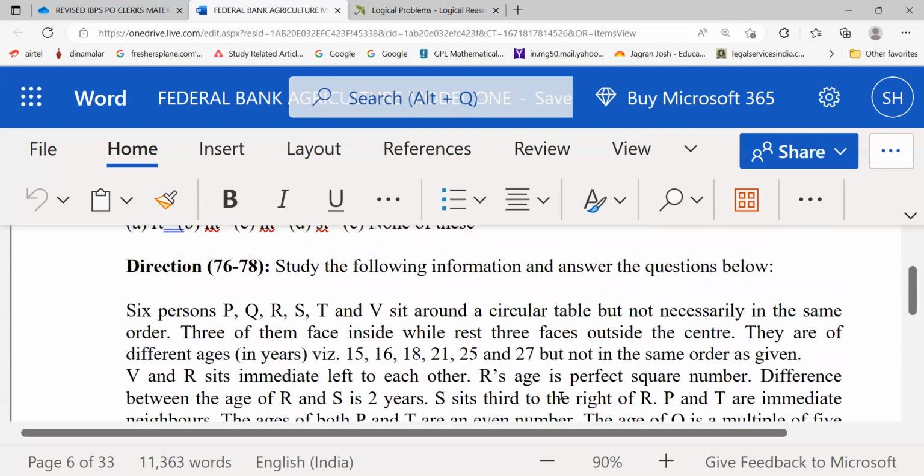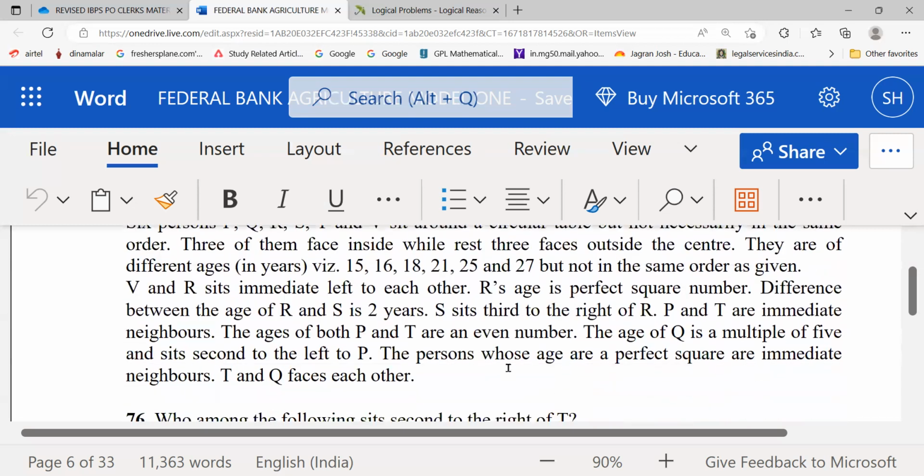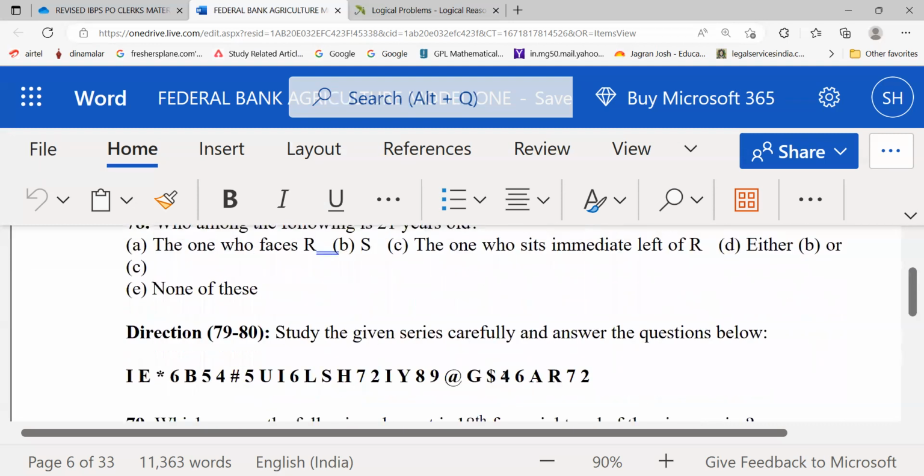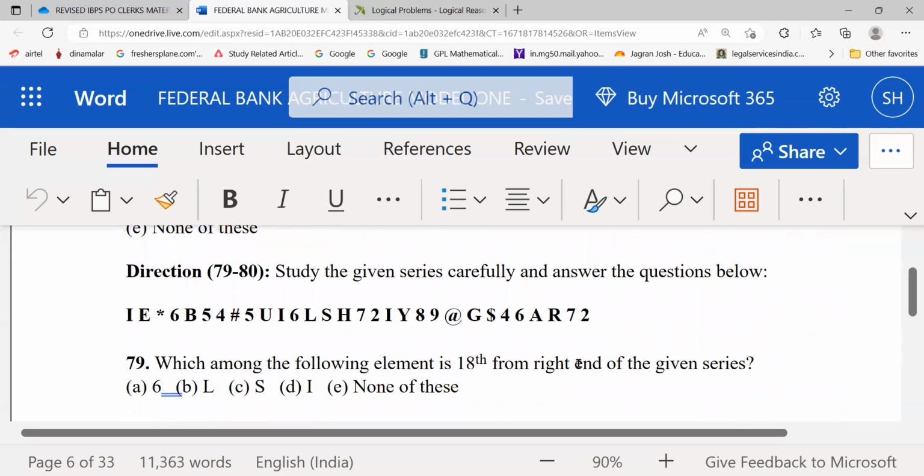Say in the puzzles, sometimes they will give you a circle, sometimes they will give you a square, sometimes they will give you questions based on distance. Then this is another easy question where you have to find out how many digit numbers are there, which is the 18th from the right end of the given series.